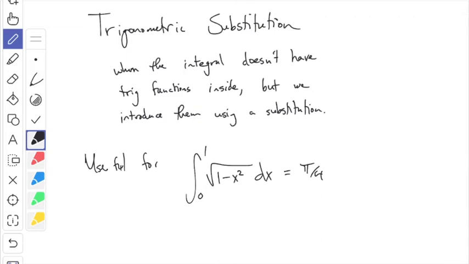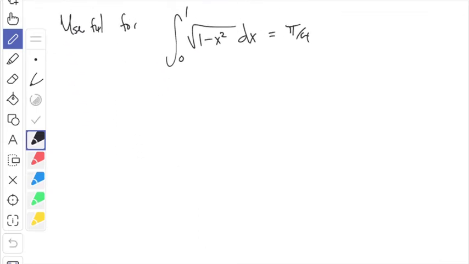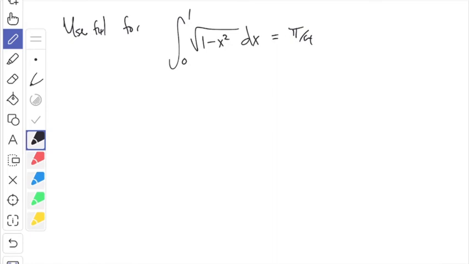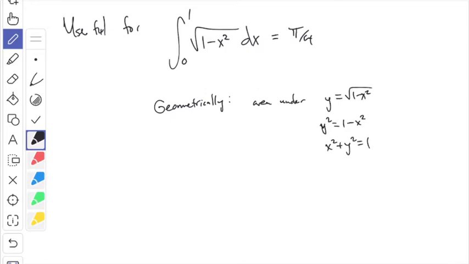Let me try and convince you that this integral actually does equal pi over 4. There's a simple trick for this. If you consider this as an area, geometrically, this is the area under the curve of y equals the square root of 1 minus x squared. But that is the same as writing, if I square both sides, x squared plus y squared equals 1. This is the unit circle. So what I'm looking at here is the area under the curve, where the curve is given by the unit circle, and the integral that I wrote is just from x equals 0 to 1.